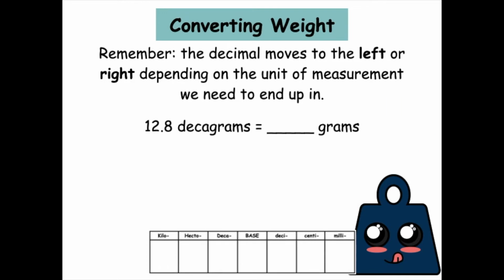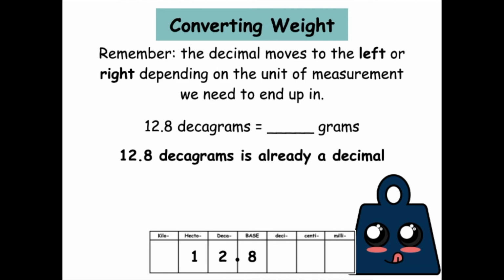Here we are starting with 12.8 decagrams, and we need to know how many grams that is going to be equal to. So, as we have done before, I'm going to write it into my table so that I have it and it will help me. Again, the 12 is ending in the decagram spot, and then the decimal, and then the 8, because that's just the way it works. It's super weird and complicated. I'm sorry. So 12.8 is already a decimal, which is super easy for us as far as step 1 goes. We don't have to rewrite it.